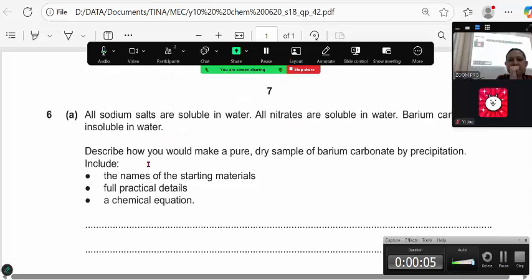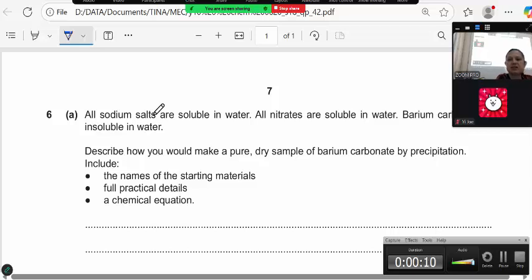All right. Let's do this one first. All sodium salts are soluble in water. All nitrate salts are soluble in water.